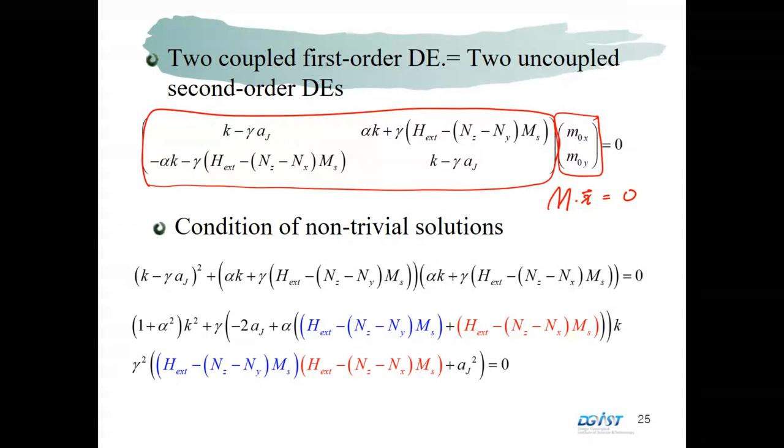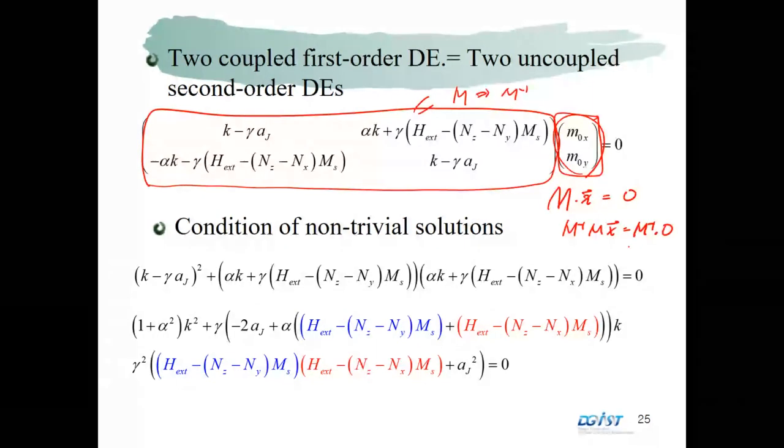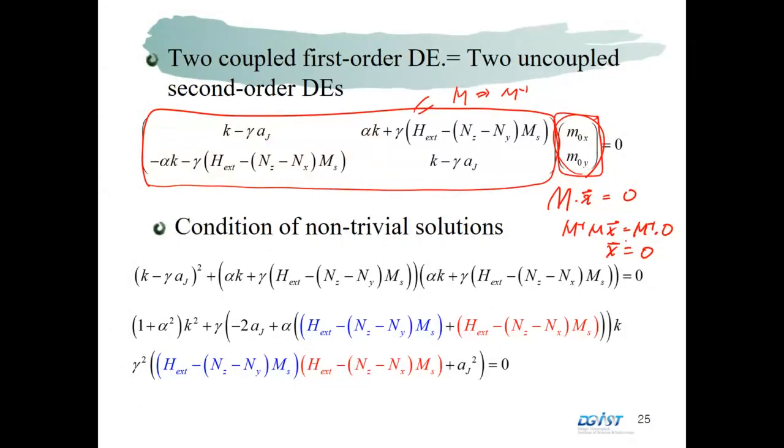Yeah, I believe everybody is already familiar with linear algebra. So in this case, if we have an inverse matrix of this matrix, then we can multiply the inverse matrix on both sides. Then we get a 0 here, so they give us only the trivial solution. So in order to obtain the non-trivial solution, the determinant of this matrix must be 0.